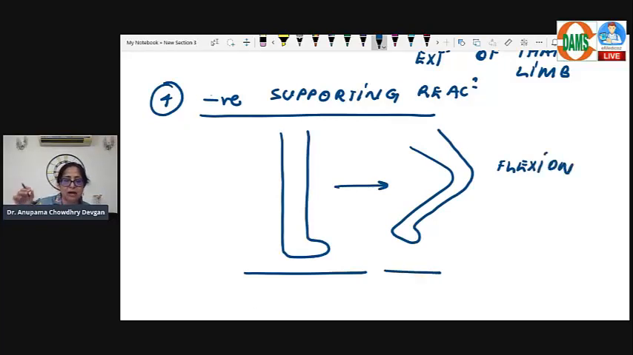If the activation of the touch receptors is lost, there is flexion of that limb. So this is what is known as supporting reaction. This is also a spinal reflex. This is a polysynaptic and a spinal reflex.